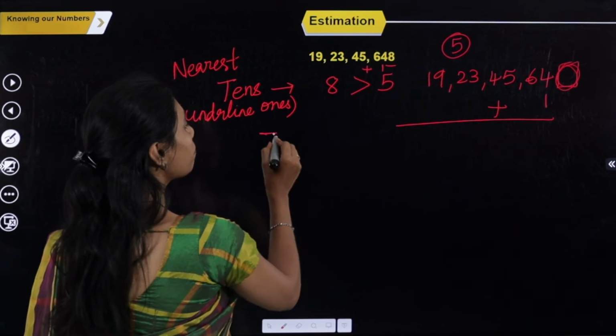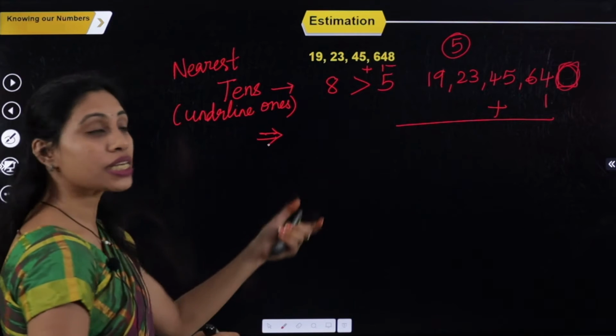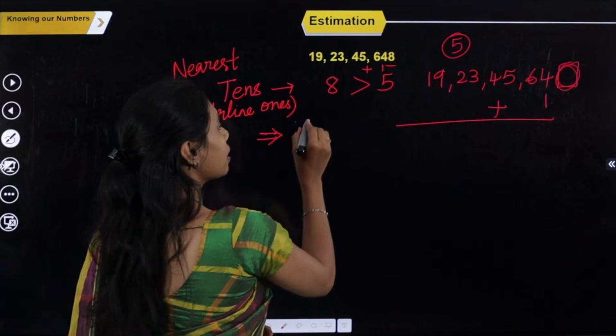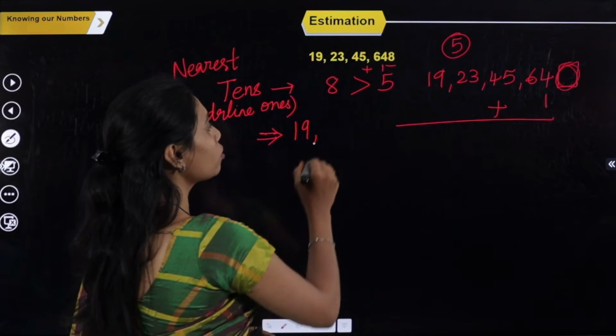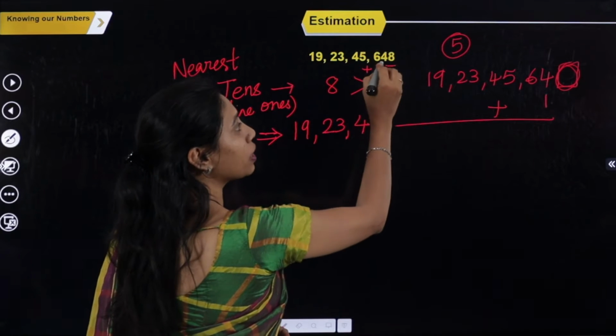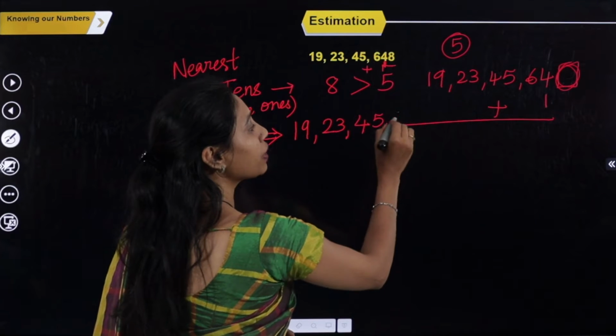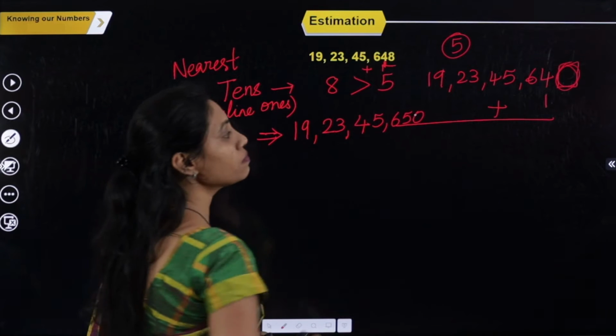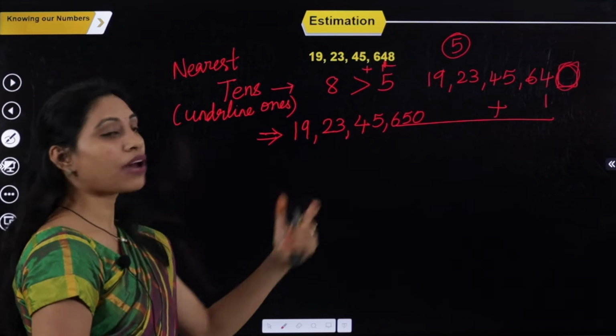So when we round off the particular number to its nearest tens, what happens? 19 crore 23 lakh 45,000. Now after adding 1 here, we will get 6, 5 and it becomes 0. This is how the value changes.